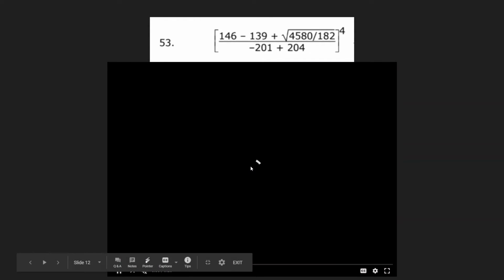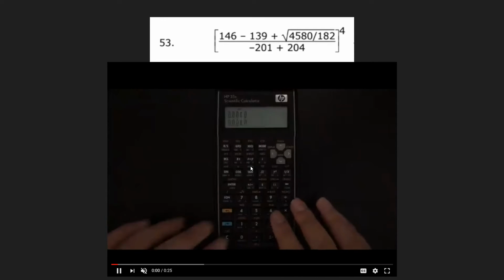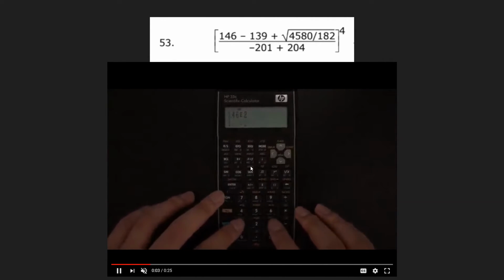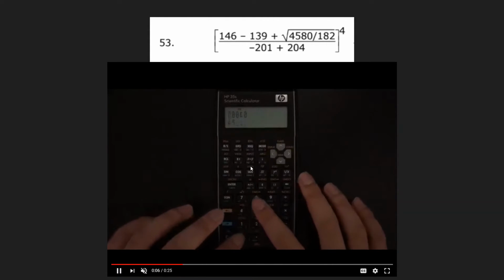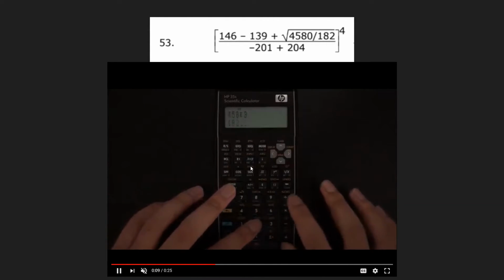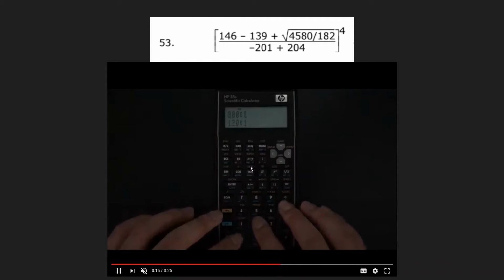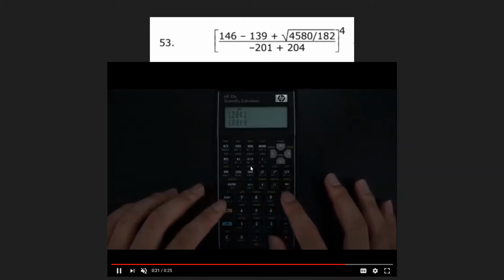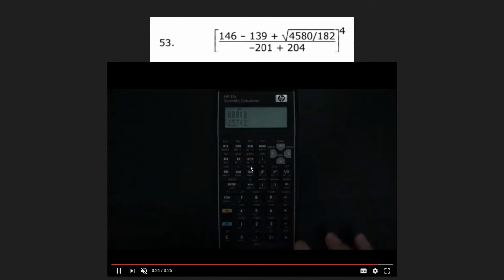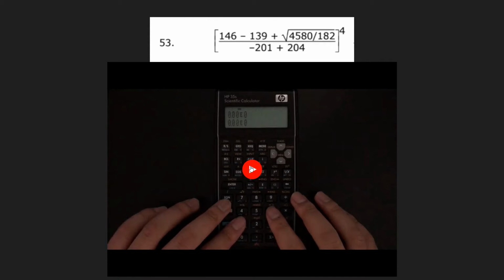Now we're on question 53. Enter in 146, enter, 139, subtract, 4580, enter, 182, divide, square root, and add. 201, make that negative, enter, 204, add that, then divide, and then press 4, and then y to the x. Remember, I have to press 4 after I get my result within the bracket to make the number in the bracket raised to the 4th power.